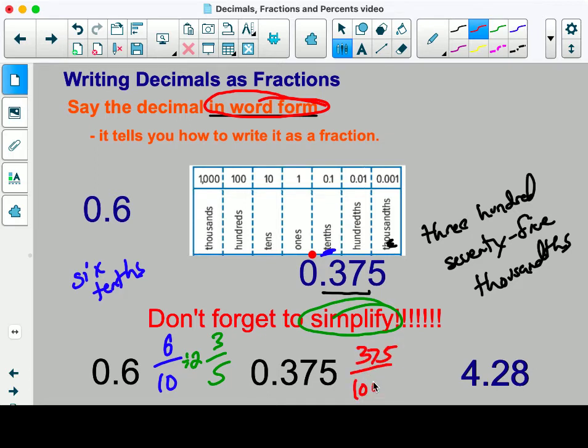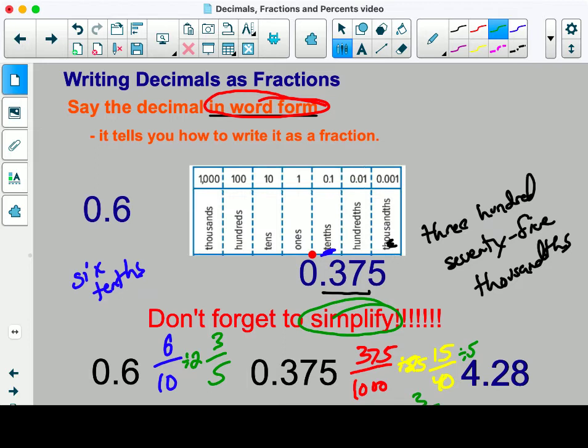375 over 1,000. Now, bigger numbers are going to take a little bit more work to simplify, but I know that 375 and 1,000 can each be divided by 25. So let's start with that. Divided by 25, and I get 15. 1,000 divided by 25 is 40. Okay, I can simplify a little farther. Divide by 5, and I would get 3/8. 375 over 1,000 simplifies to be 3/8.